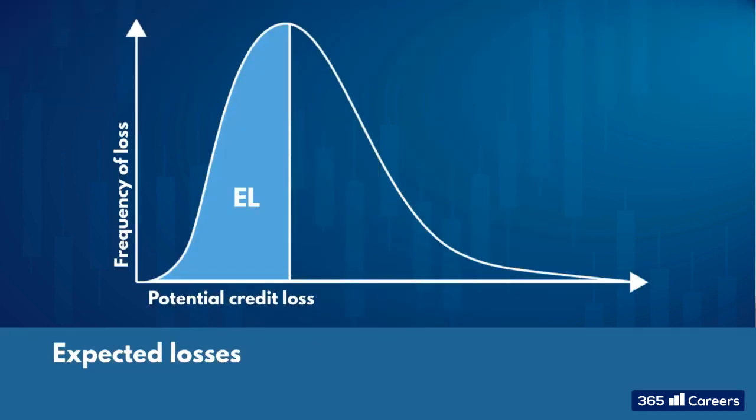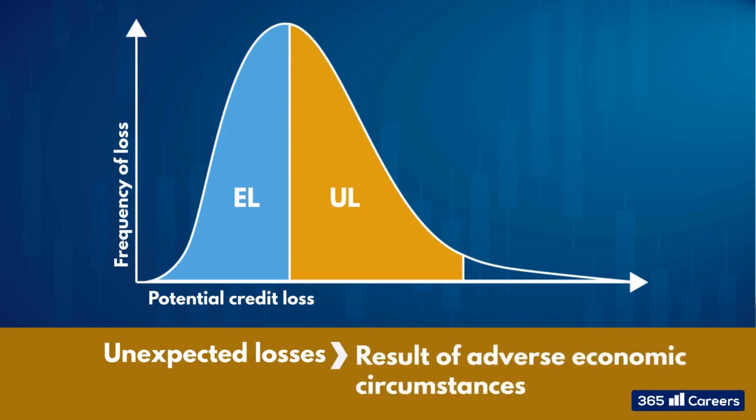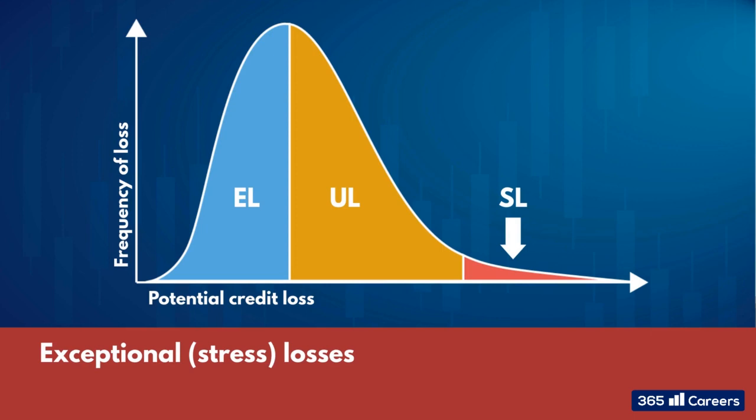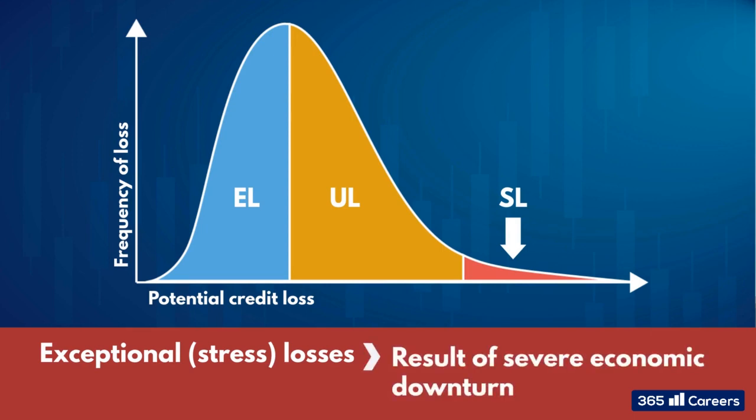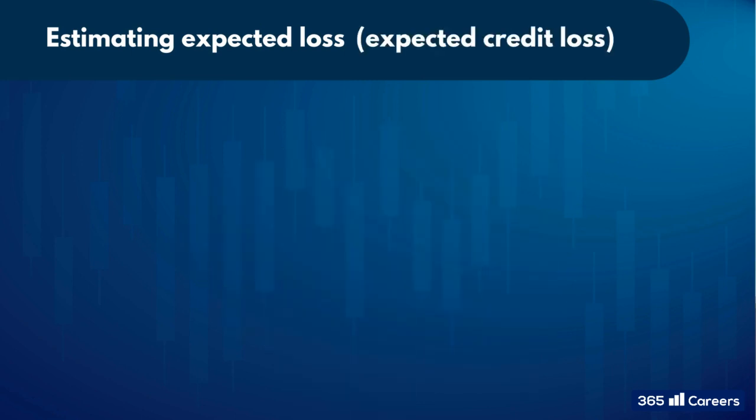In addition, lenders may also incur unexpected losses. These are, most likely, results of adverse economic circumstances that affect the whole economic environment. It is highly unlikely, but still possible, that lenders suffer exceptional losses, for example, due to a severe economic downturn. In this class, we will focus on the ways to estimate expected loss, which is associated with credit risk. These are also called expected credit losses.